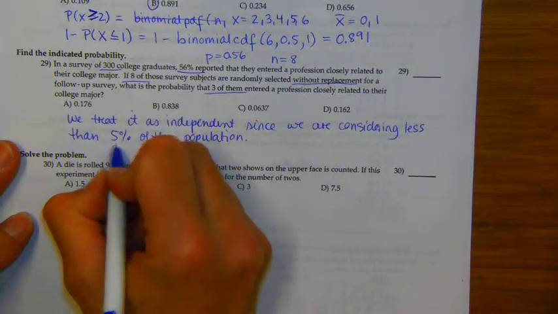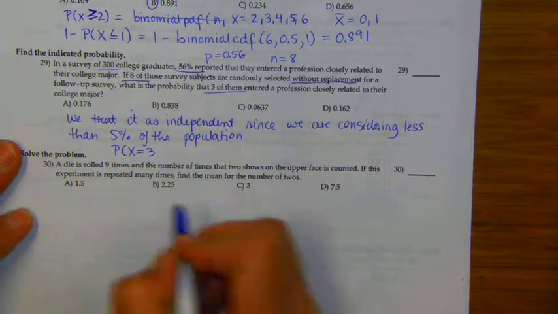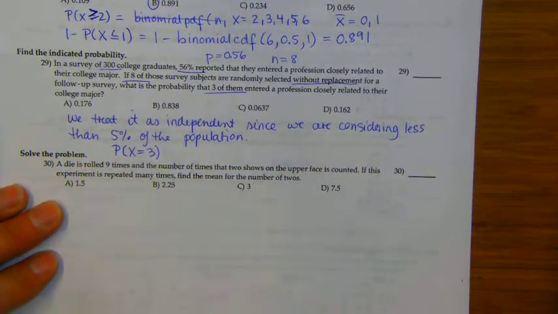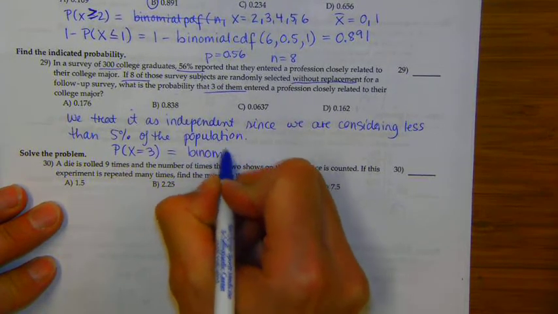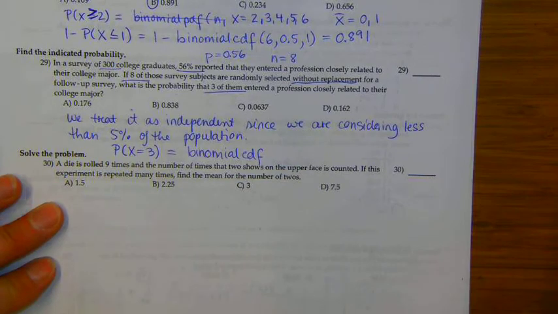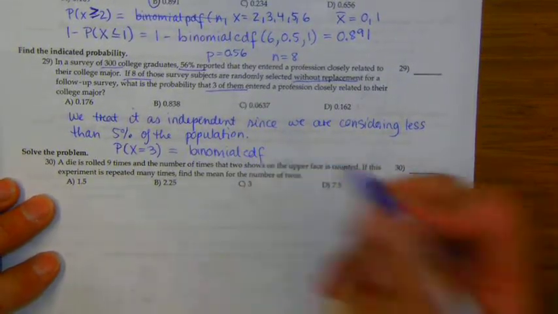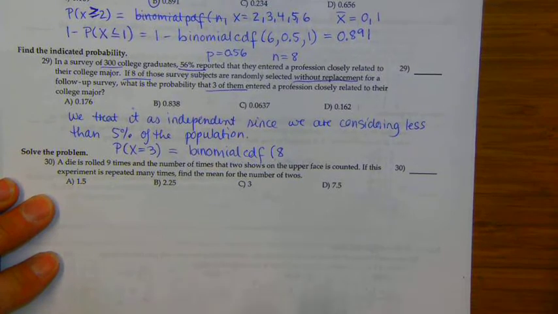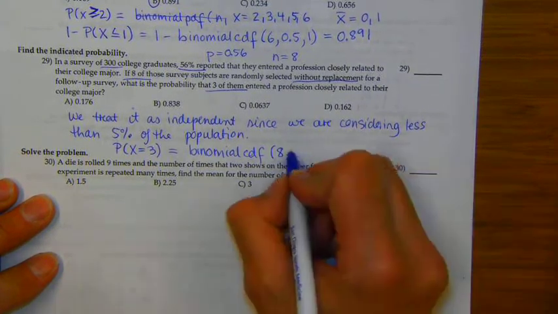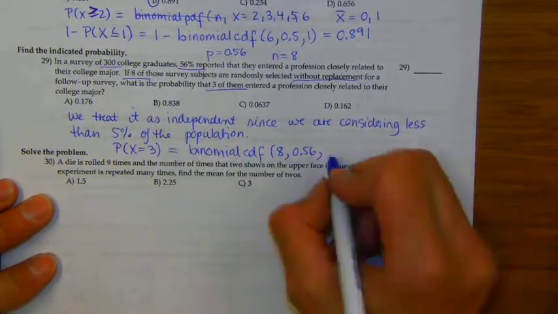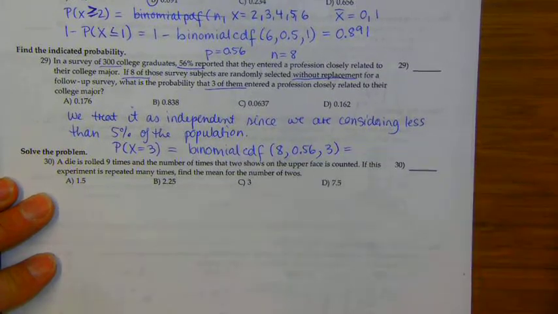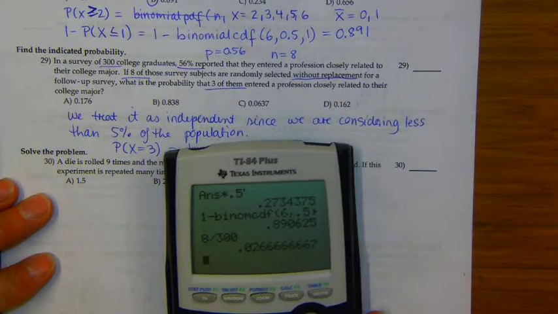We want to know the probability that exactly 3 of them entered a profession closely related to their major. So that's the probability that X is equal to 3. Since we have just one value, we could use the binomial probability distribution. Either way, our N is equal to 8, so make sure you don't put 300 there. The probability is 0.56, and our X value is equal to 3. Over here, this should be the binomial PDF, since it's just one value we're looking for.